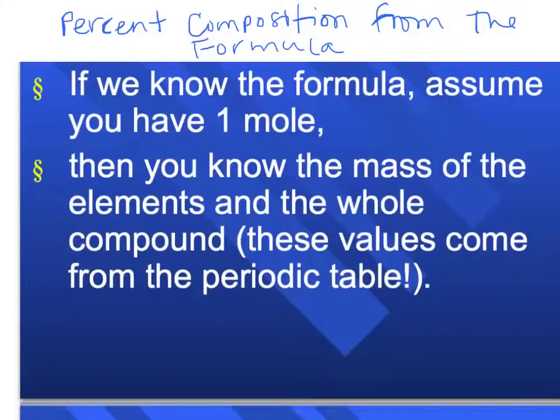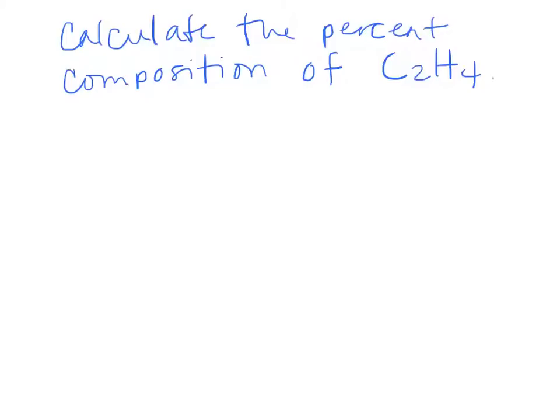Now the last problem was pretty straightforward. It gave you the mass of each substance. Sometimes though you're going to see the problems will ask you to find the percent composition from the formula. So what you need to do is assume that you have 1 mole of the substance. Then you already know the mass of the elements and the whole compound. And these are the values that come from the periodic table. So remember how we calculated the molar mass and we looked up the atomic mass? We're going to be using those.